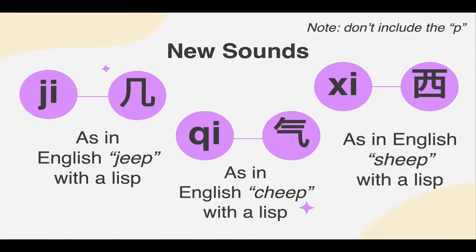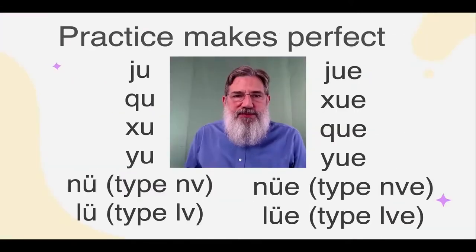So ji is like jeep, qi is like cheap, and xi is like sh in sheep. So they're kind of like lispy sheep, like she, chi, ji, ji, chi, she. So I hope you can catch that. So they're lispy J, lispy chi, and lispy she. So that's it. Those are all the new sounds.